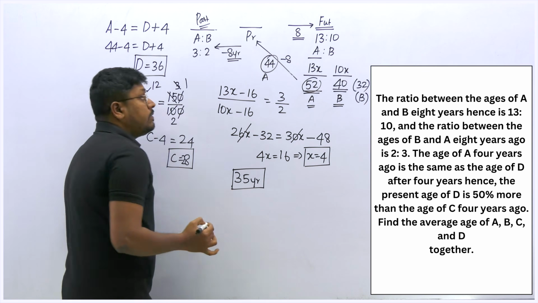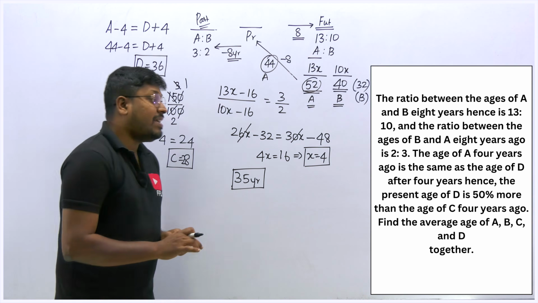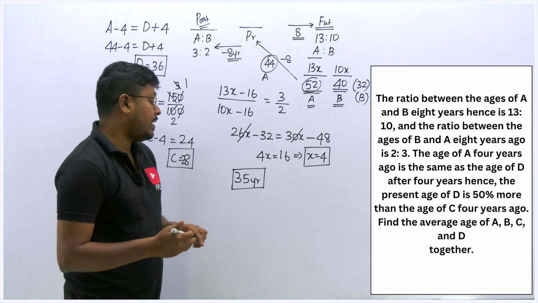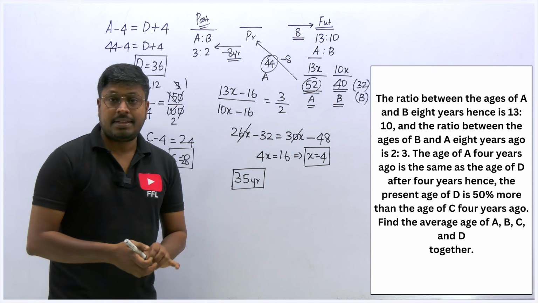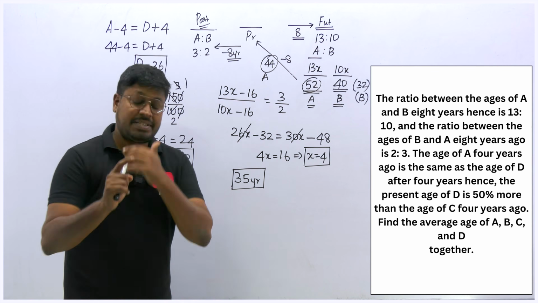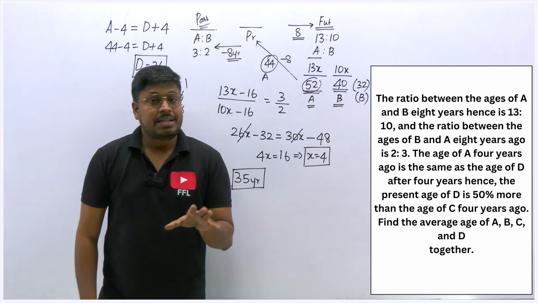So the average of all the 4. According to the question, find the average of A, B, C and D together, which will be 35 years. So this will be the answer for the first question. Right? So friends, understood or not?